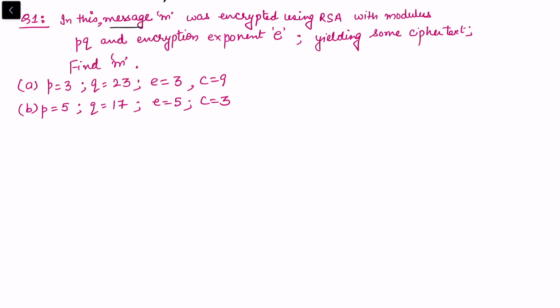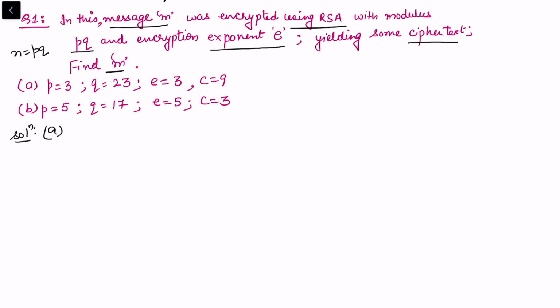Now in this question, the message M is encrypted using RSA with modulus PQ, or we can say N is given, which we know is a product of two large primes P and Q, with the encryption exponent E yielding some cipher text. Find M. So we need to find the original message with the information. Now there are two parts to this problem. Let us find the solution for the first part.